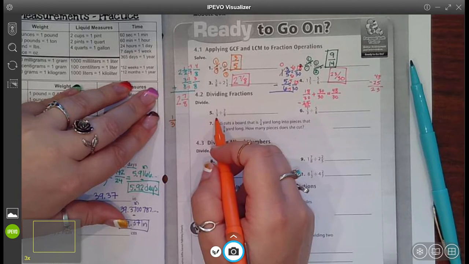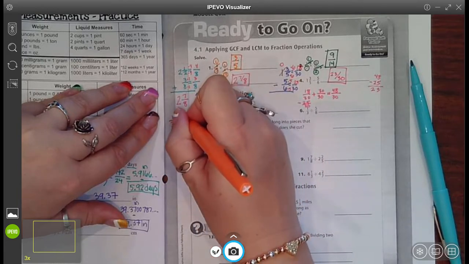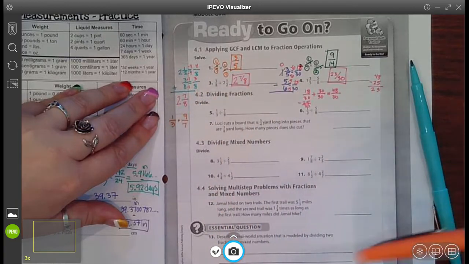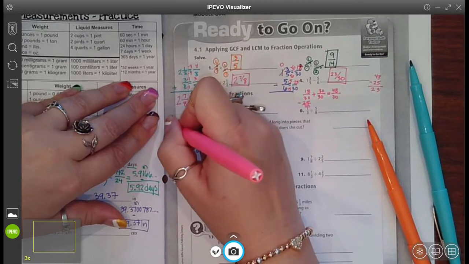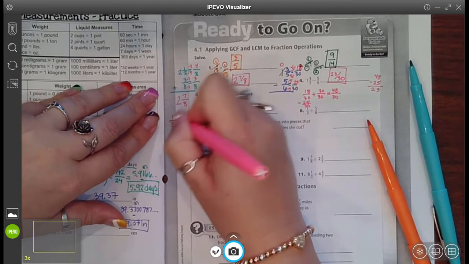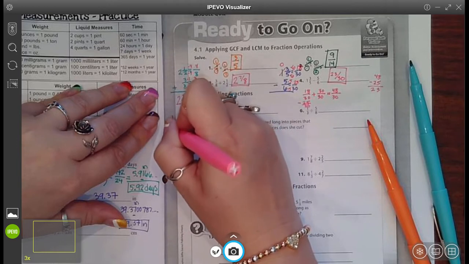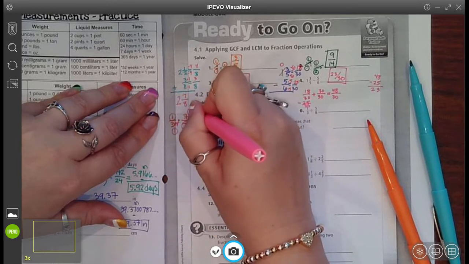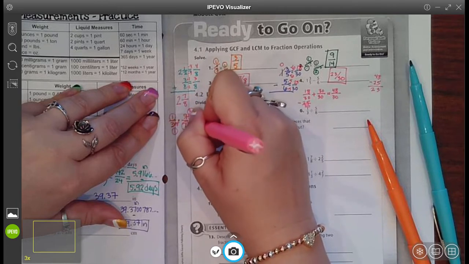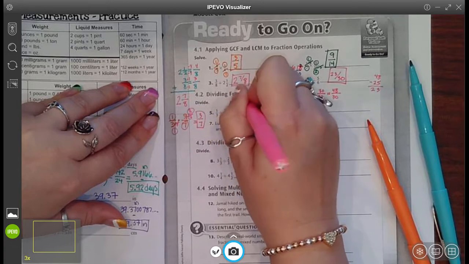So I keep the first one the same. Change division to multiplication and flip that second fraction. You only do keep, change, flip when you are talking about dividing. Okay, 3 can go into both of these. So 9 divided by 3 is 3, and 3 divided by 3 is 1. When you go to multiply across, on top, 1 times 3 is 3, and 1 times 7 is 7. So you have 3/7 for that answer.